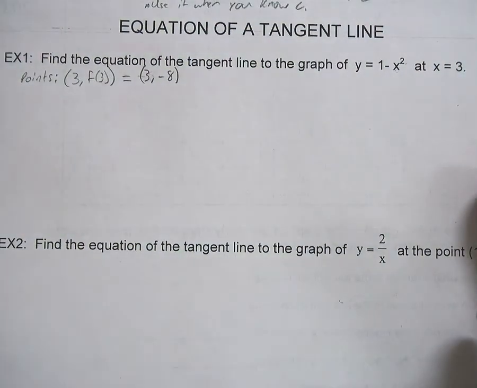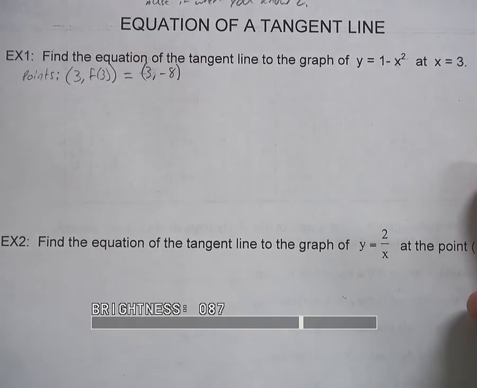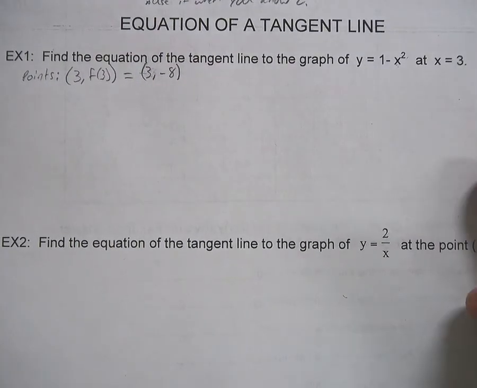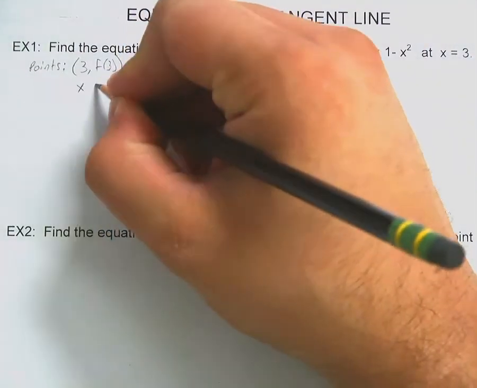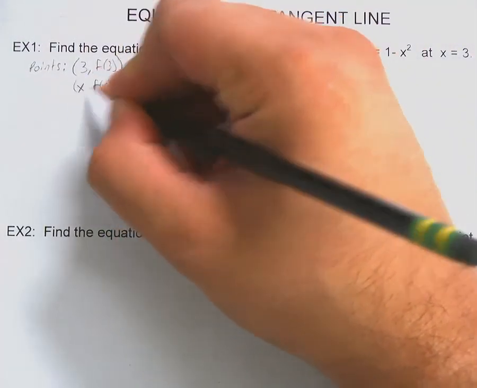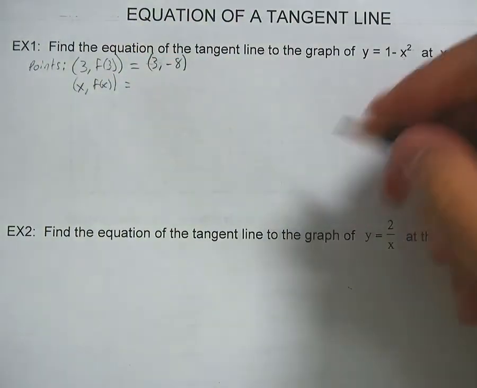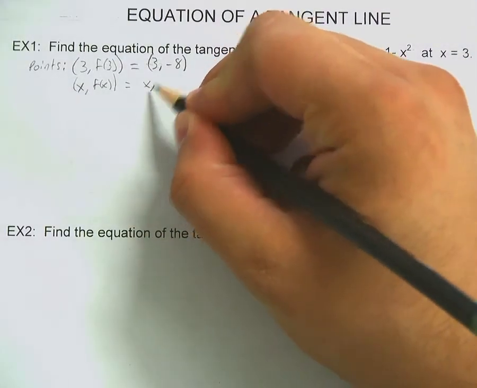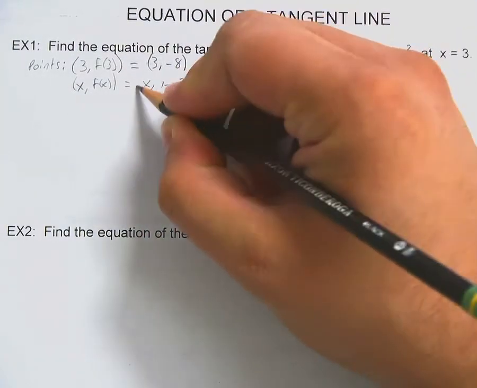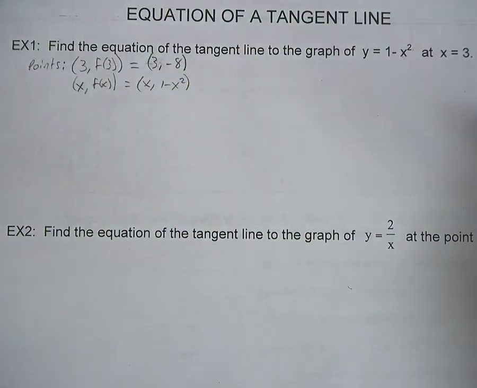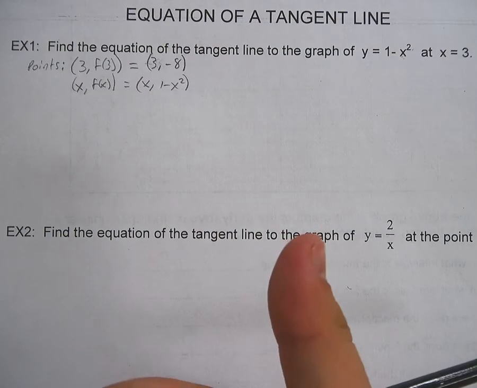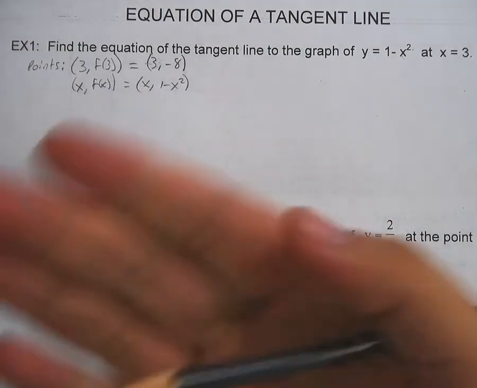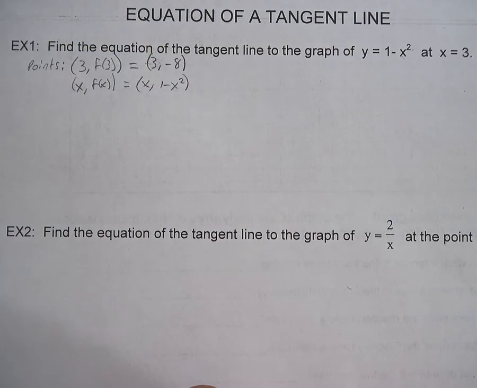See if I can bring that brightness down just a hair. 3, comma, negative 8. The other point you've got is x, f of x, right? Which is really nothing shocking. You have x and f of x, which is your y value. That's going to be x and 1 minus x squared. All I'm doing is plugging in the equation for f of x here. So it's asking us to find the equation of the tangent line. Well, I have a point. Now the only thing that's missing from that is a slope. If you have a point, find your slope, and that'll tell you what your line is.